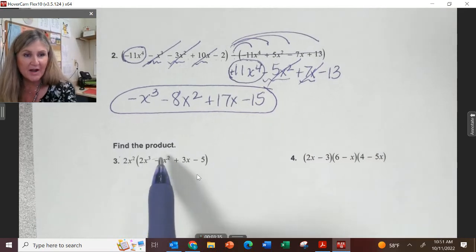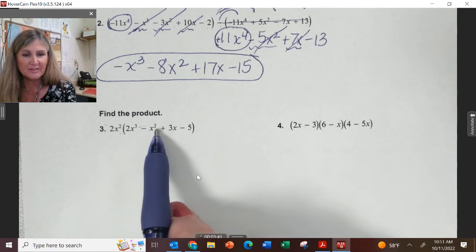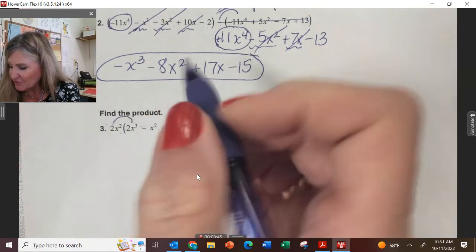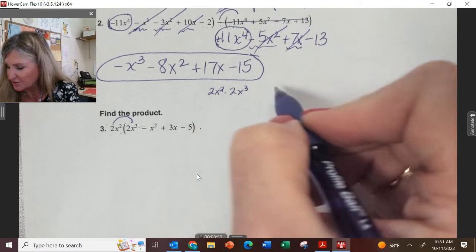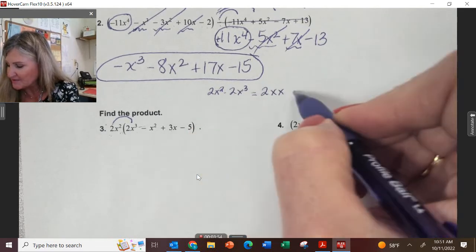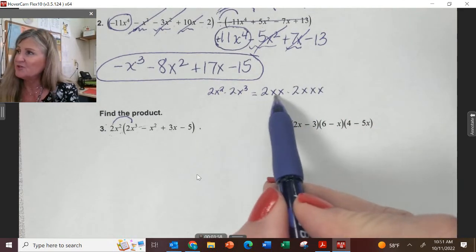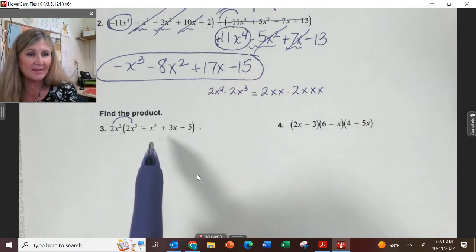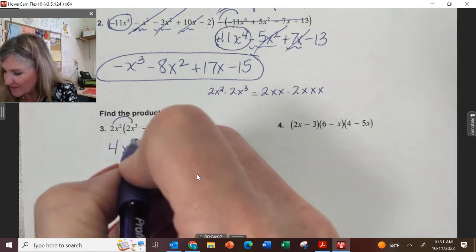All right, finding products. Well, now we just have a monomial in front of this polynomial. All we have to do is distribute it. So I first of all have to do 2x squared times 2x cubed. What that really means is 2 times x times 2 times x times x times x. This is 2x squared, this is 2x cubed. So what is that when I multiply them? 4x to the fifth, right?